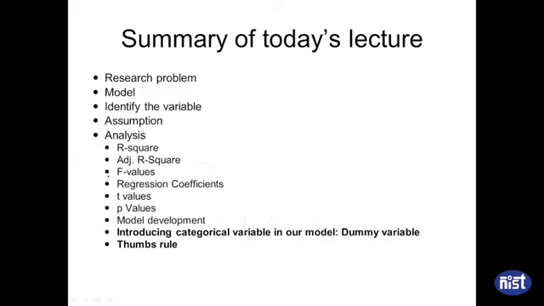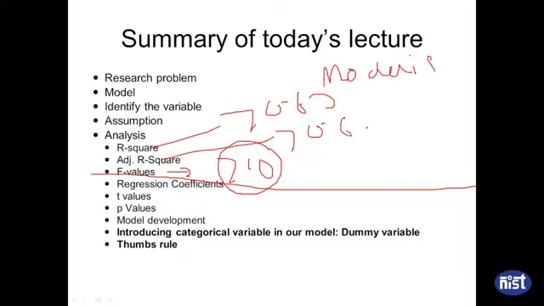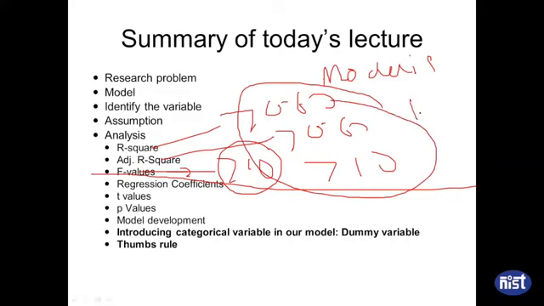Now second, F value. To be a good model, I want the F value to be greater than 10. If the F value is greater than 10, then I can say that the model is significant. So what do we need? R square should be 0.60 above, adjusted R square should be 0.60 above, and F value should be greater than 10. If these three things hold, then the model I am building will explain significantly, otherwise not.